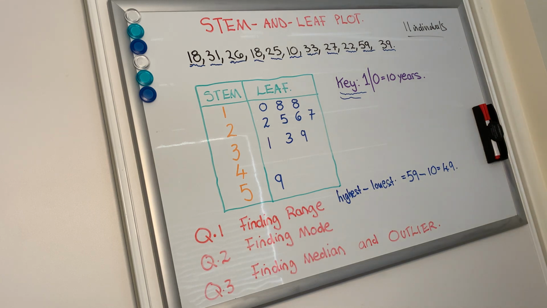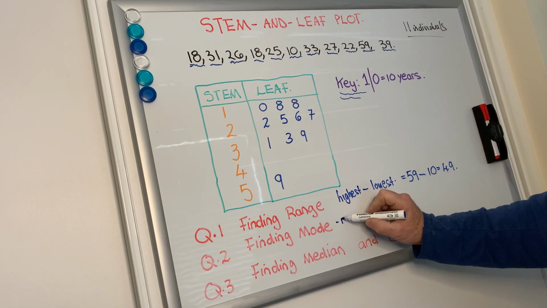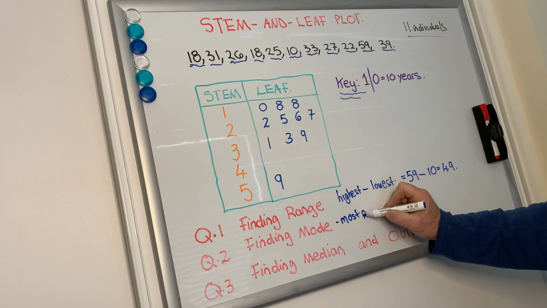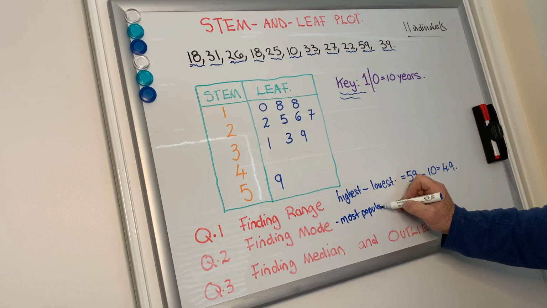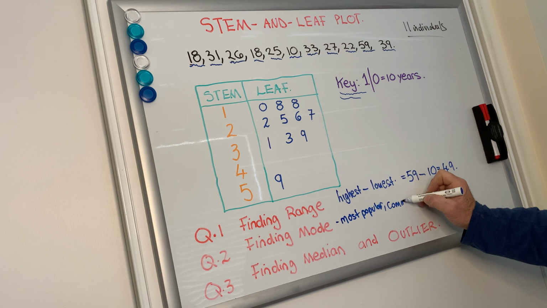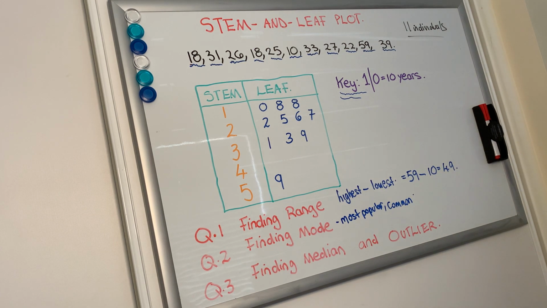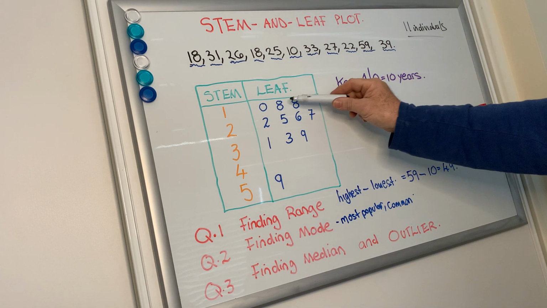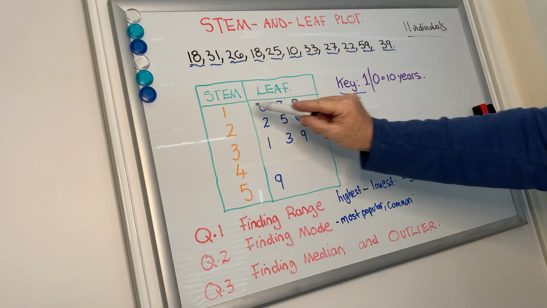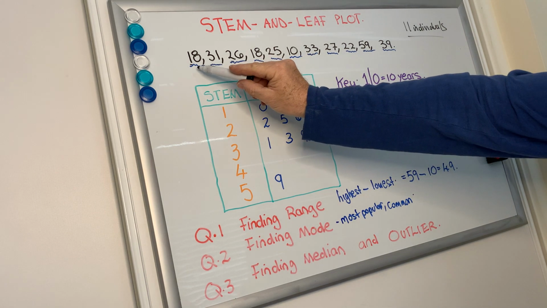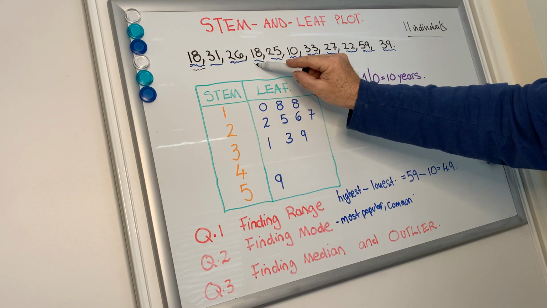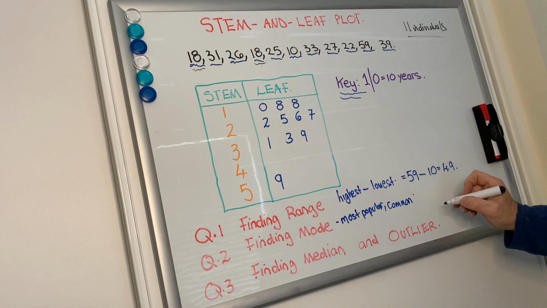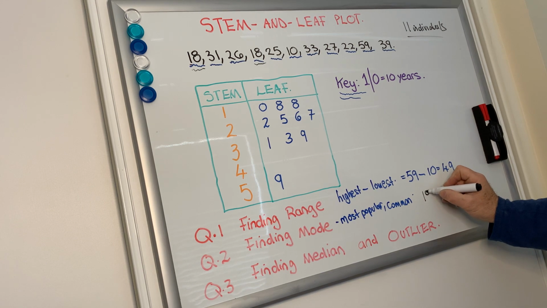Now, when we're talking about mode, we're talking about the most popular number or the most common number, if you want to think of it like that. In this instance, we can see we've got an 18 and we've got another 18. So the most common number, or the mode, is 18.